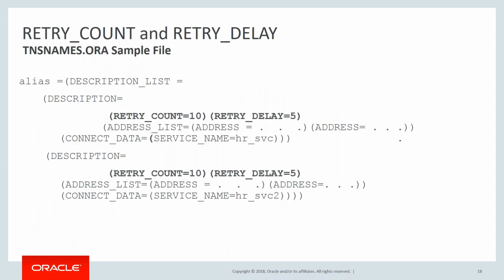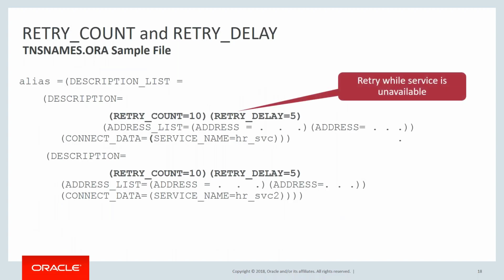And to set these, you just put it in your tnsnames.ora, and you can see here the retry count setting is 10. So try 10 times, and in between, after iterating through all the address lists, wait 5 seconds. So that's what it's doing.